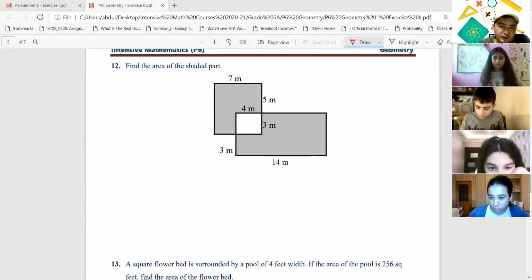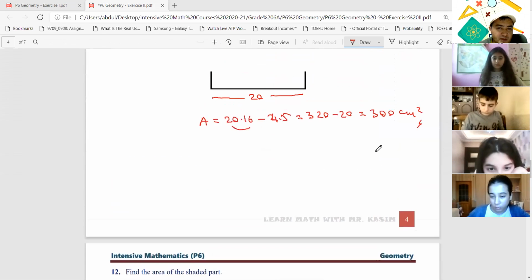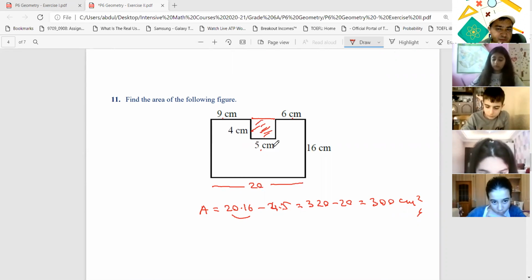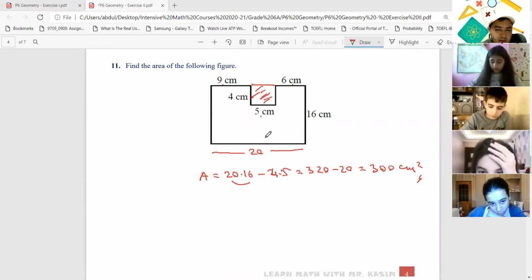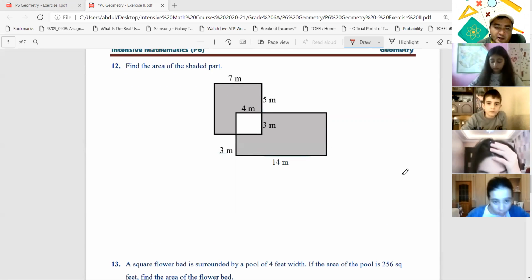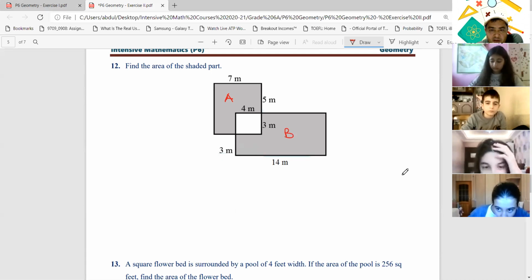Guys, I will use the previous example. If you remember this one, as you see here, the shaded part is just removed. Now we need to find the area of the rectangle. And after that, I have to subtract the area of the shaded region because that part is removed, right? Similar to this, let me just name the first part. Let's say this area is A and this one is B.